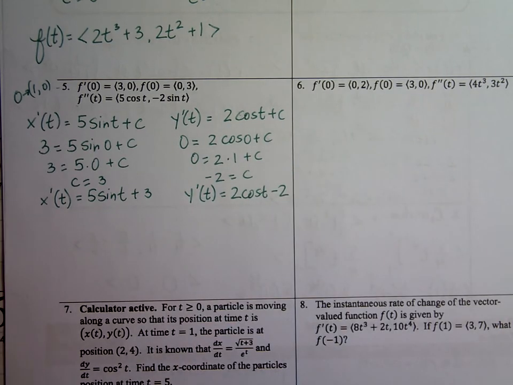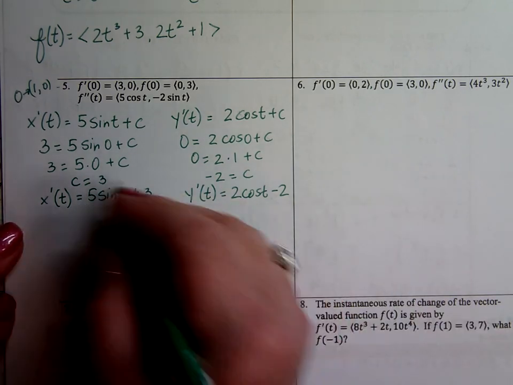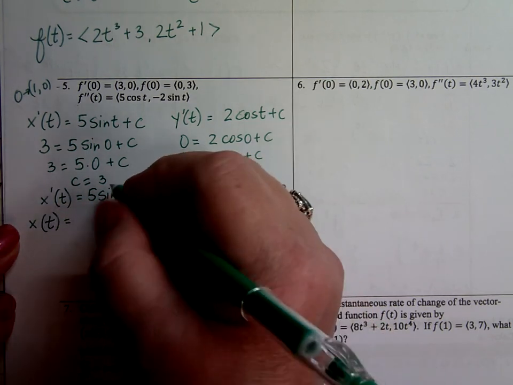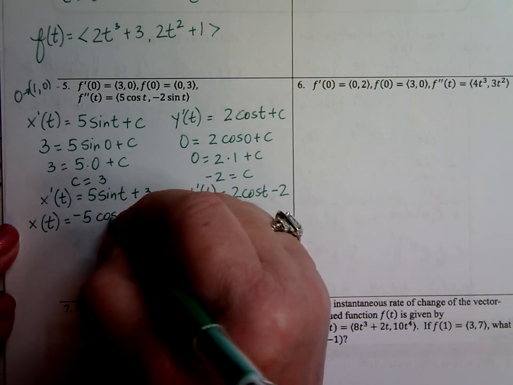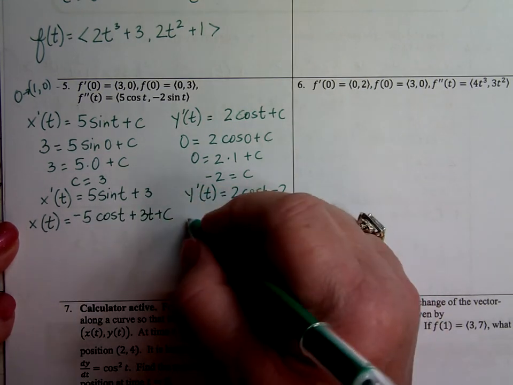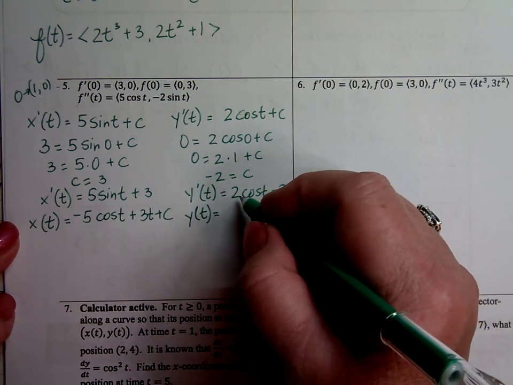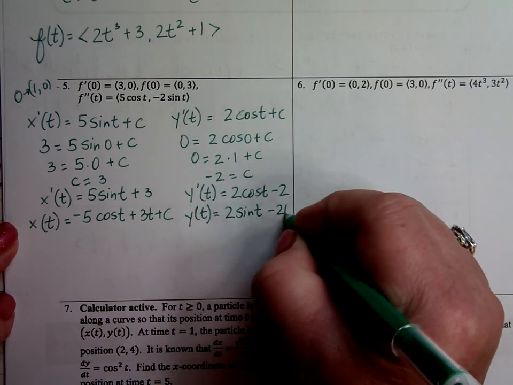Well, that's lovely, except that's not the answer, because we want the original function, what f of t would be. So I've got to do this all over again. So I'm going to now take the integral of this guy. So I'm working my way towards x of t. That one's going to be a 5. The integral of sine is negative cosine of t plus 3t plus c. My y component is going to be 2 integral of cosine is sine of t minus 2t plus c.